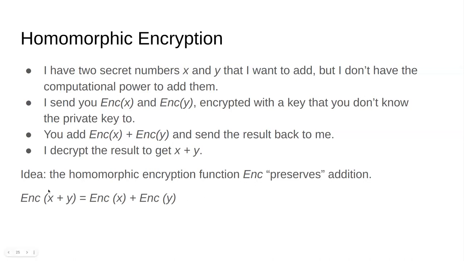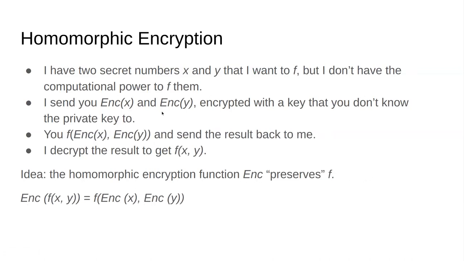So basically, this is what they are trying to say: the encrypted version of X plus Y is still equal to the encrypted version of X plus the encrypted version of Y. Okay, so that one was for the add part, right? We're adding the two numbers together. So, okay, let's look at another scenario. I have two secret numbers, X and Y, that I want to apply F to. F is a function, probably a function in a program that we wrote, and that function takes two inputs.